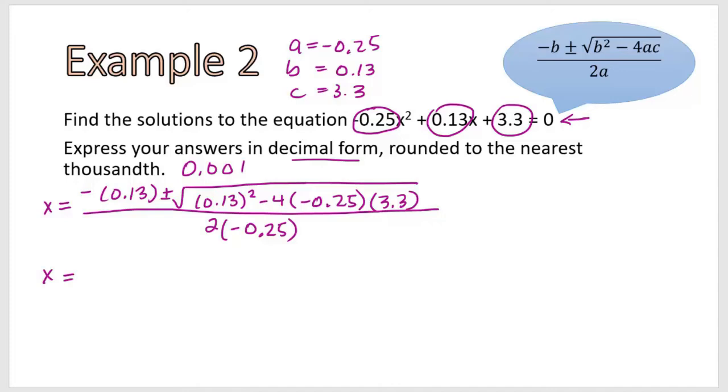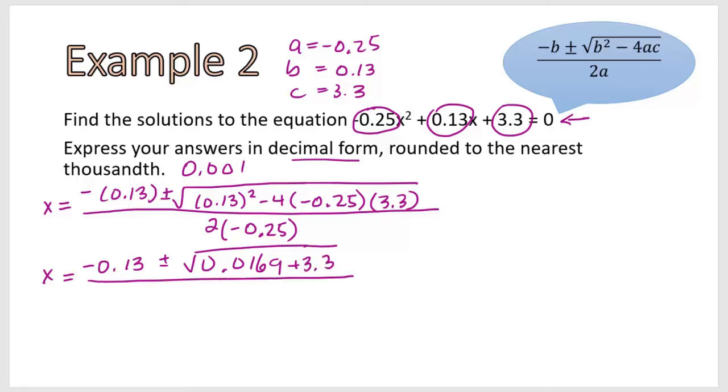So I've used some more brackets here than I really needed. The negative 0.13 didn't need brackets. It really is just negative 0.13. And 0.13 squared didn't need to be in brackets because it was positive to begin with. In any case, now reaching for my calculator, I find that 0.13 squared is 0.0169. Negative 4 times negative 0.25 times 3.3 is positive 3.3. And all of that is divided by 2 times negative 0.25, or negative 0.5.